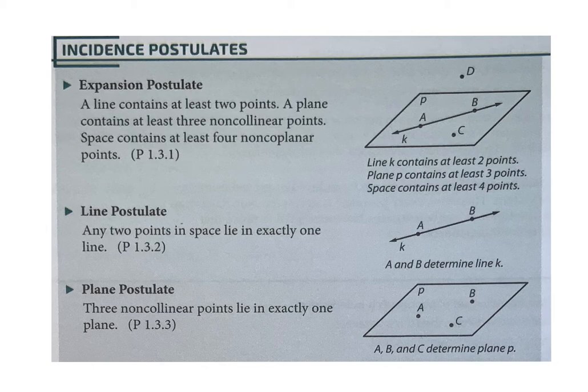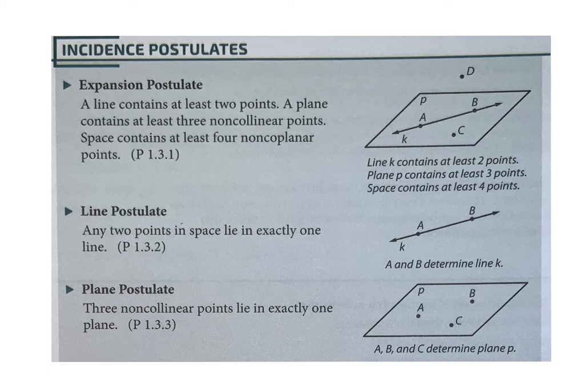The expansion postulate says that a line contains at least 2 points. A plane contains at least 3 non-collinear points, and space contains at least 4 non-coplanar points. All right? So basically what this postulate says is that in order to have a line, you have to have at least 2 points. In order to have a plane, you have to have 3 of them. And in order to have space, you have to have 4. And this is actually how you name it when you use your notation. To name a line, you use your 2 points. To name a plane, you use 3. And to name space, you use 4. Okay? So this is just the expansion postulate.